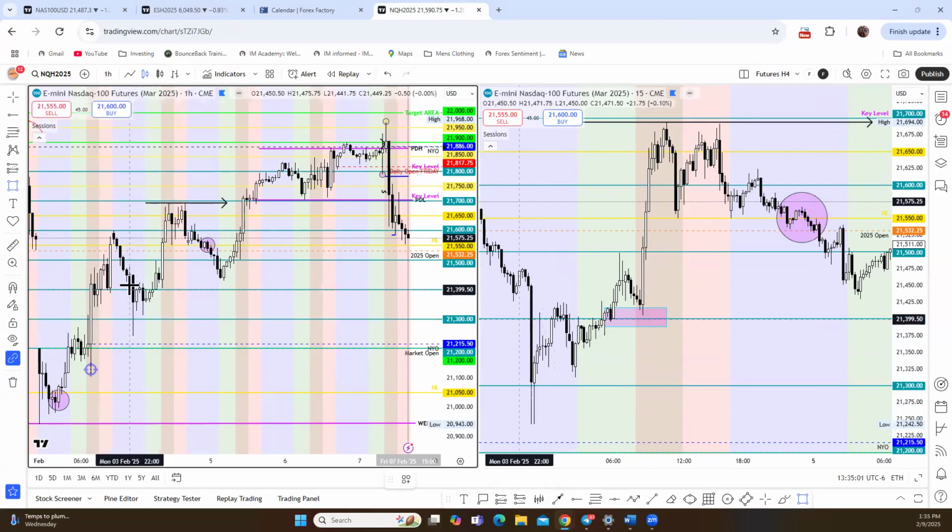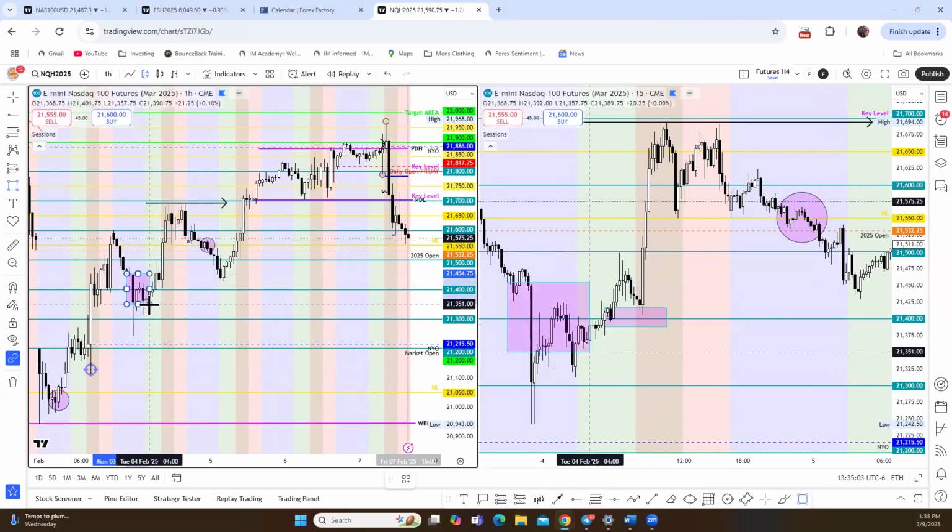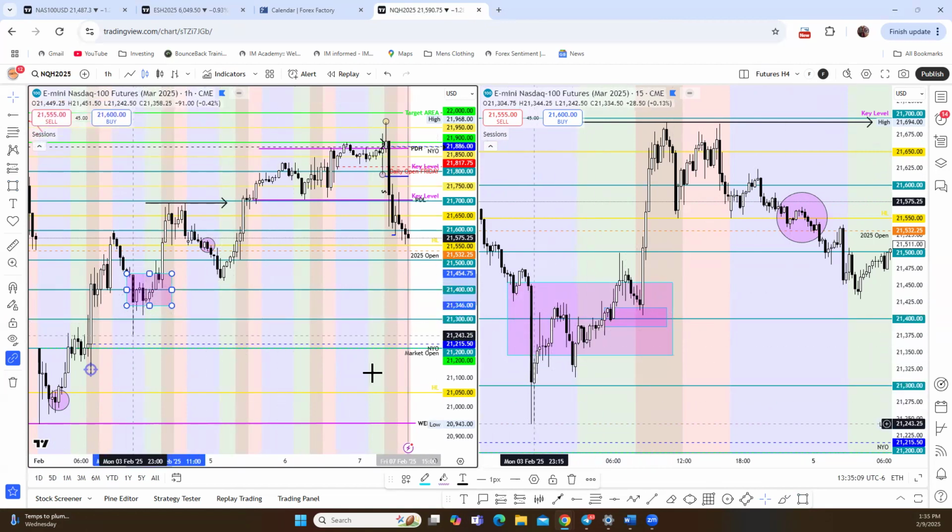I look at the wicks, but I also focus on where the bodies close, right? Because that's what sets the accumulation or the distribution, right? So for me, price overnight had set the low. It had fallen from 21,600 down to 21,300. So that was 300 points, and then add the 50, right? So 350, almost 400 points of fall overnight.